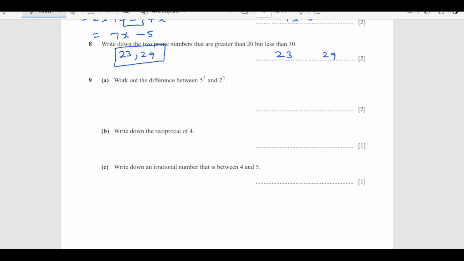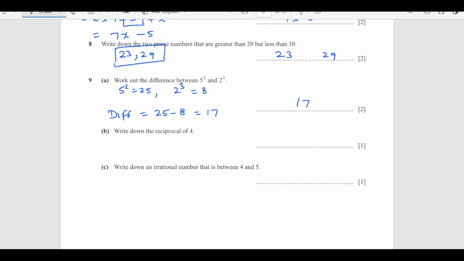Now number 9, work out the difference between 5 squared and 2 cubed. 5 squared is 25 and 2 cubed is 8, and we are looking for the difference. So for the difference we are just going to subtract, 25 minus 8, that is 17.